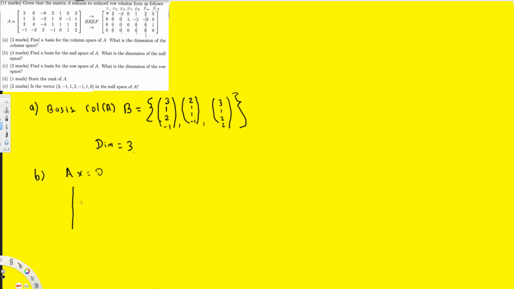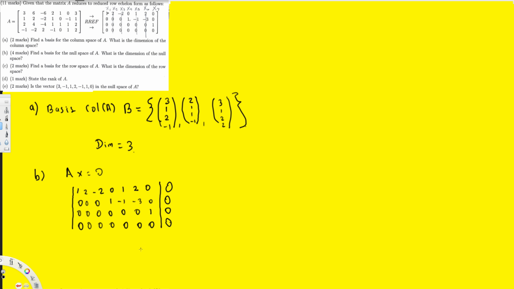So let's see. So we have 1, 2, minus 2, 0, 1, 2, 0. And the second is 0, 0, 0, 1, minus 1, minus 3, 0. And the third one is 0 all the way, and at the end we have 1. And the last one is all 0. And now we have to equalize this to 0. So this is the null space.